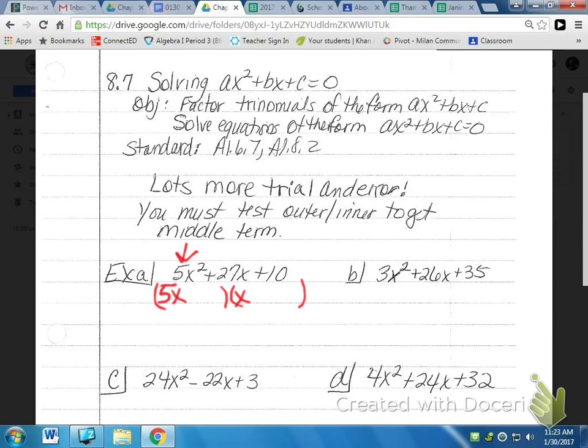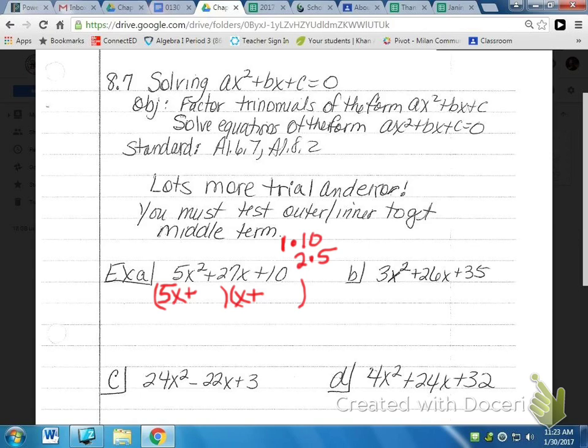Now, as you're doing this, you go through similar steps. You find the sign in front of the c term. If it's plus, it means my signs are going to be the same, just like before, and they're both going to be this first sign. So I'm going to put plus and plus. So here's the place where it really changes up. You've got to think of all factor pairs of c, for 10: 1 times 10 and 2 times 5. You'll have to try both of those in those empty spots and do the outer inner until you get 27.